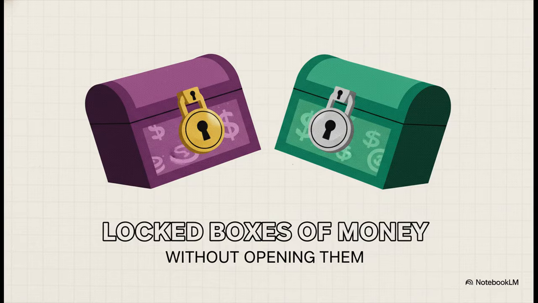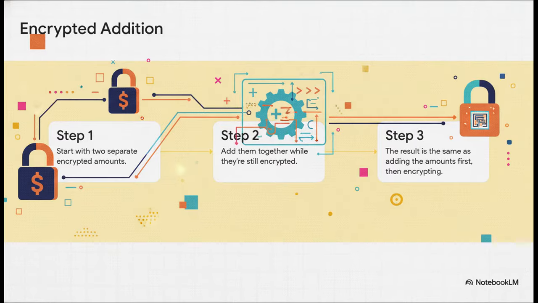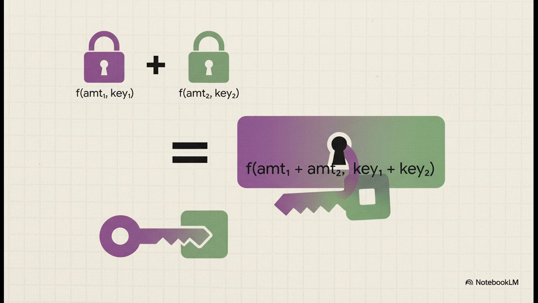You know, the easiest way to wrap your head around this is with an analogy. Picture two locked boxes. Each box has some money inside, but you don't know how much. And each one is locked with a totally different key. You have no way of seeing what's inside. Now, using this, let's call it magic math, you can take those two locked boxes and mathematically combine them into a third locked box. And here's the wild part. This new box contains the exact total amount of money from the first two, and you did it all without ever opening them, without ever knowing the amounts inside. Pretty cool, huh?